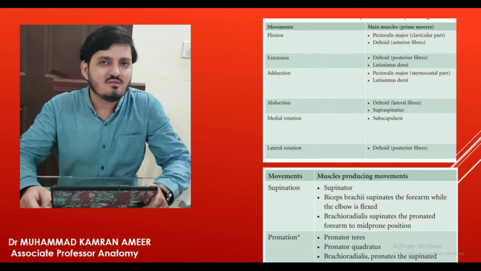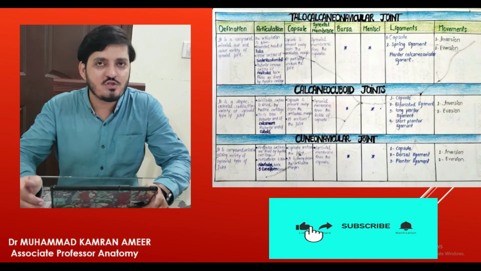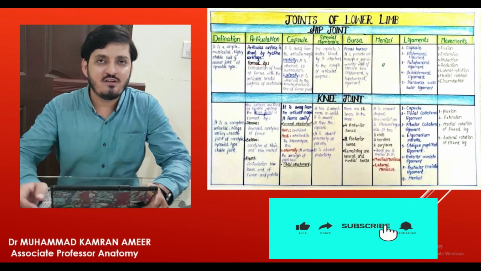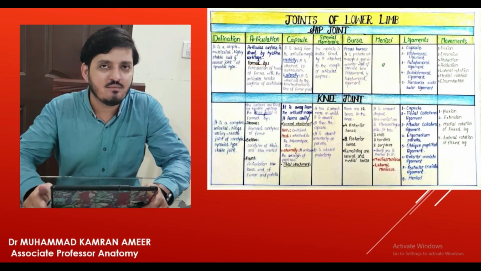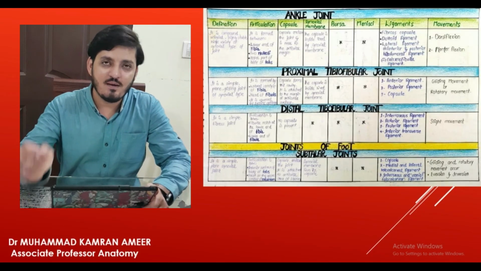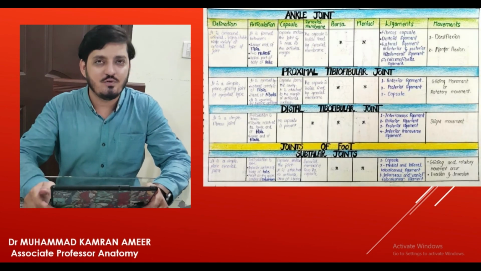Now look at this table. This is the work of my student who first learned the basics of the joint anatomy and then with a single concept, with a single mind, summarized all the joints of the lower limb. You can also do this. This is an amazing technique of learning anatomy. Things will be very easy for you.